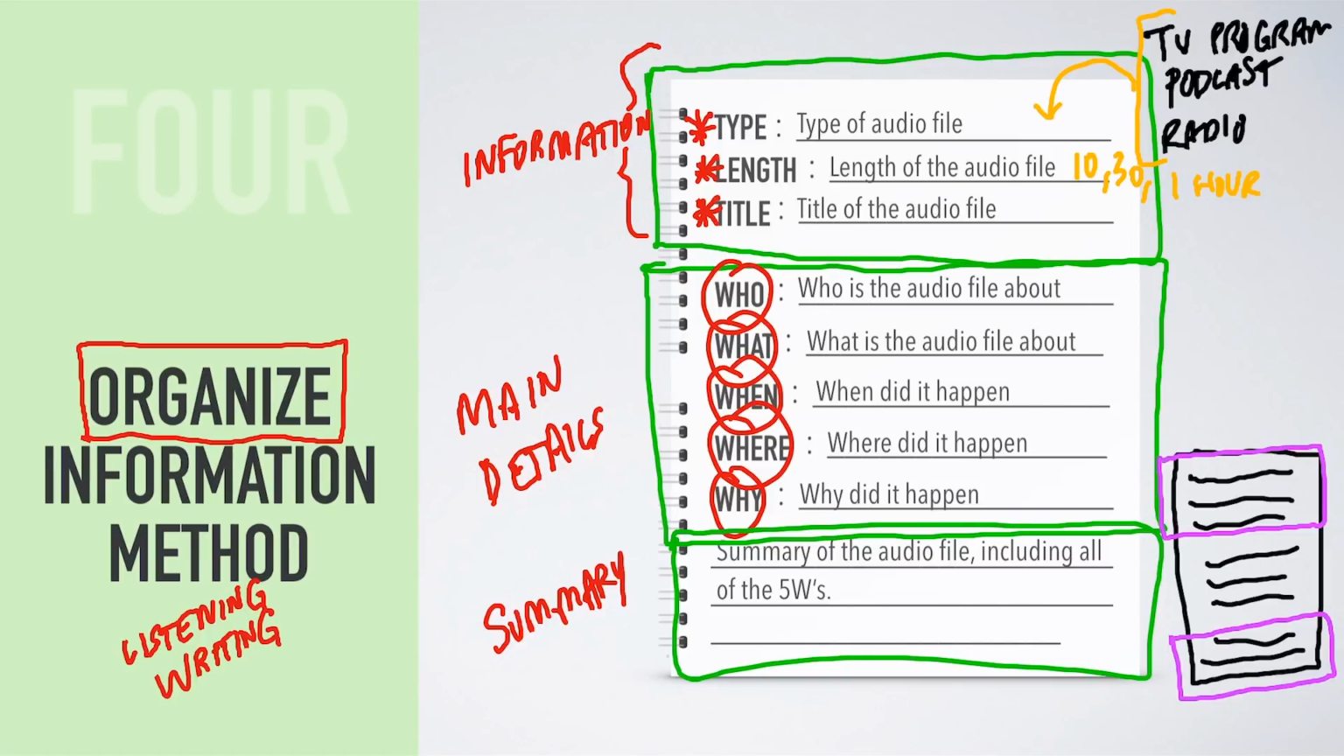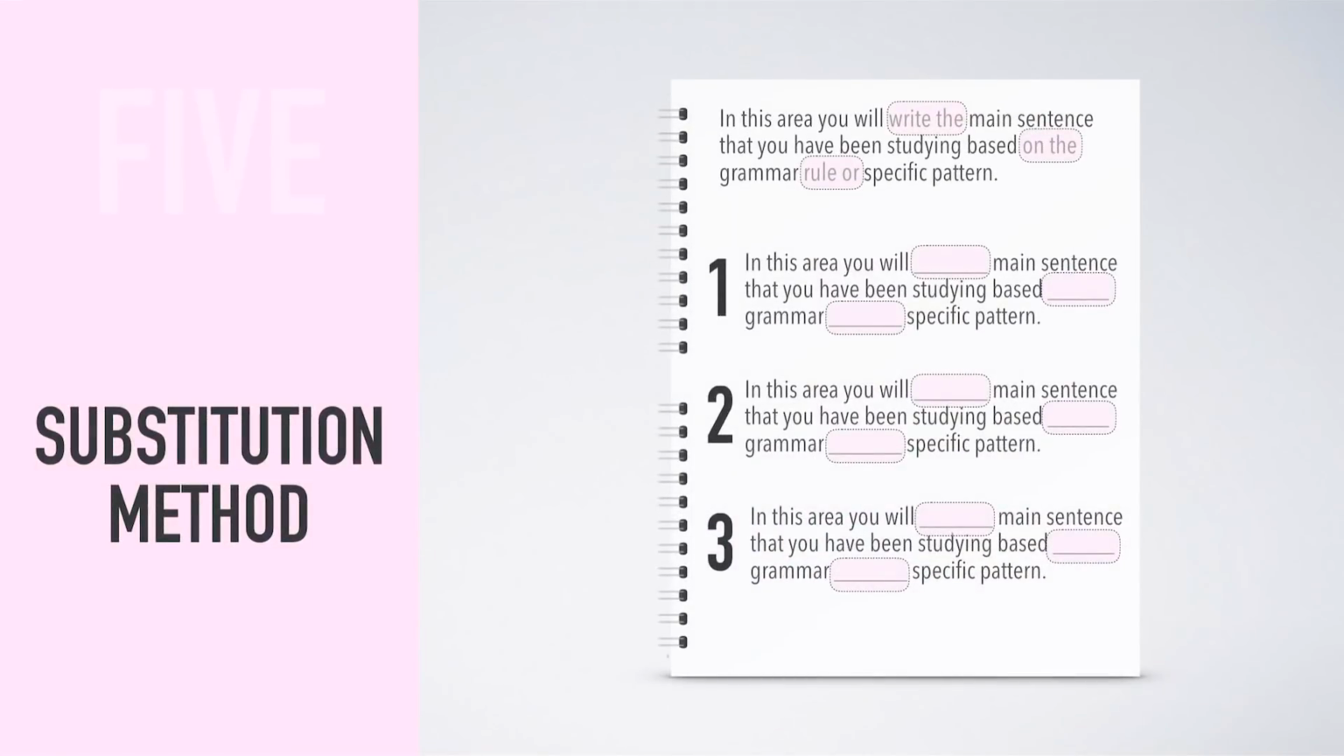All right, finally, the last method, method number 5, okay? The substitution method. This is also a very good method when you are trying to study English, but you are alone. And let me explain why that is the case. So in the beginning, or the top part of your notebook, you are going to put the actual English sentence, okay? The correct English sentence.